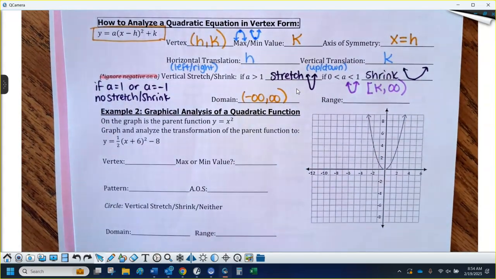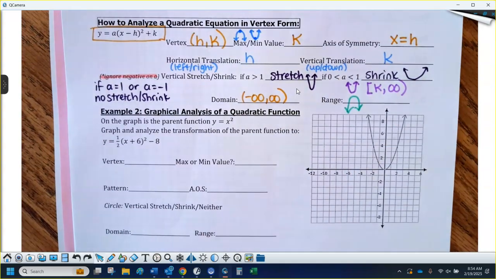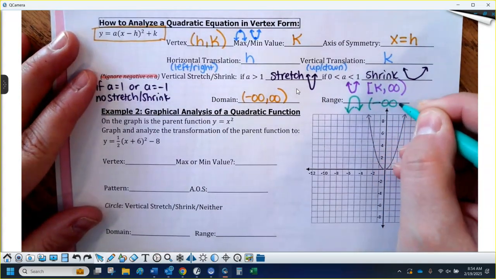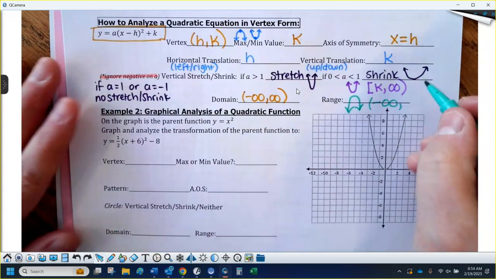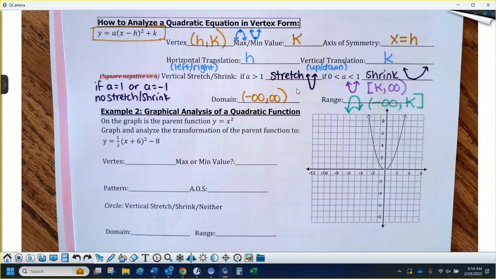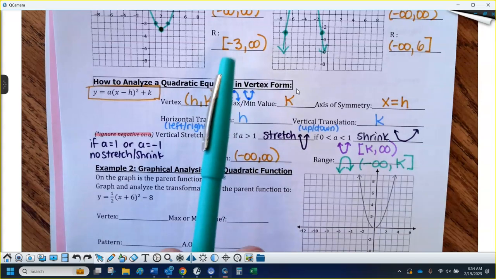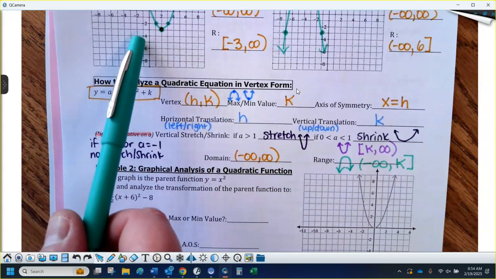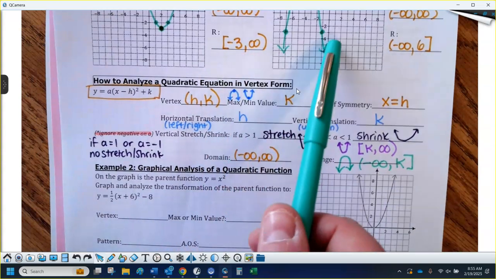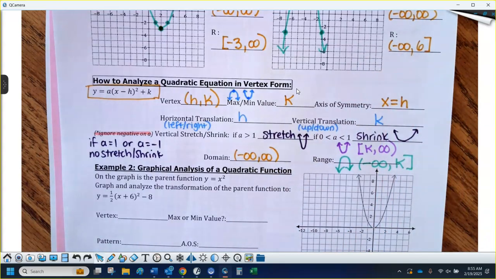infinity. If your graph goes upside down, though, that's the reverse. So that interval would start with negative infinity, and it would stop at the y-coordinate of your vertex, which would be k. If you look at these 2 examples above here, this first one went right side up. So the range was just y-coordinate of the vertex to positive infinity. If you look at this graph, this one turned upside down and it was negative infinity, and it stopped at the y-coordinate of the vertex.